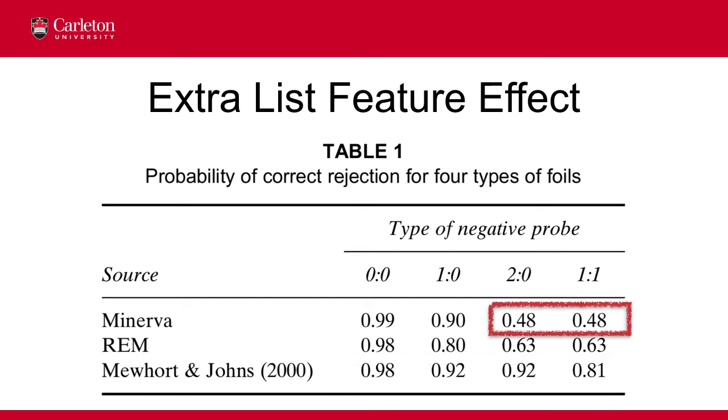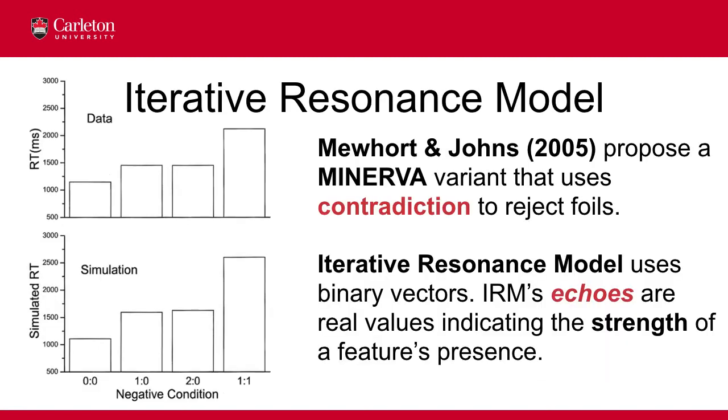Conversely, for Minerva, the 2-0 and 1-1 foils are equally difficult because the sum of the fans are the same: 2 plus 0 equals 2, 1 plus 1 equals 2. For humans, a 1-1 foil is much harder, as we can quickly reject a 1-0 or 2-0 foil on the basis of a failure to recognize the item that did not occur in the study set.